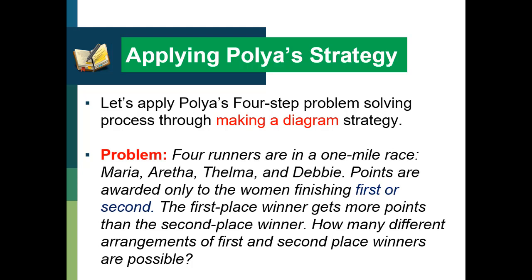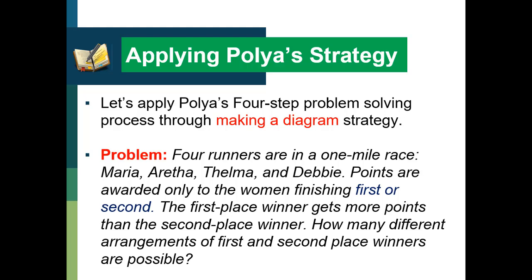4 runners are in a 1-mile race. Maria, Aretha, Telma, and Debbie. Points are awarded only to the woman finishing first or second. The first place winner gets more points than the second place winner. How many different arrangements of first and second place winners are possible? So this time, we'll be making a diagram to solve this problem.